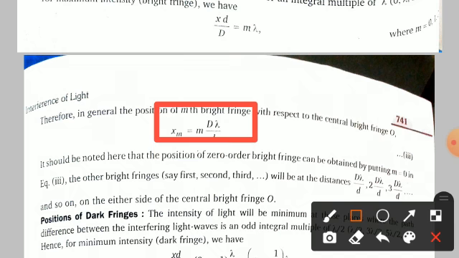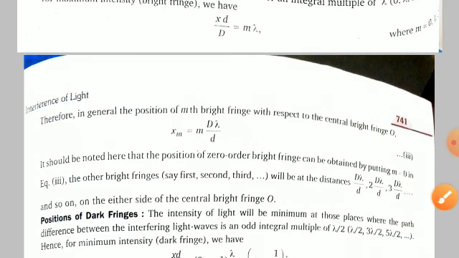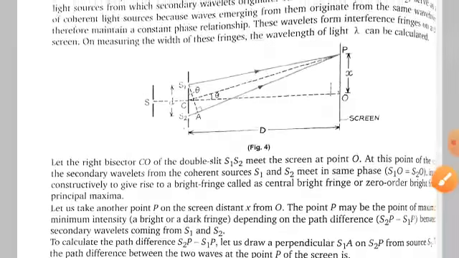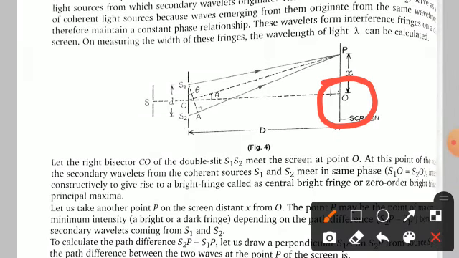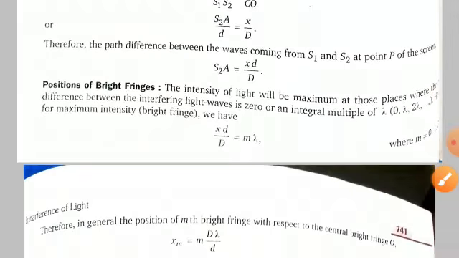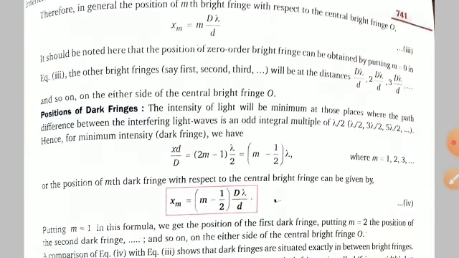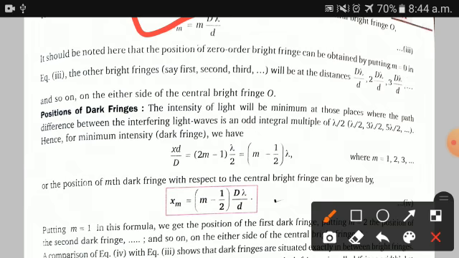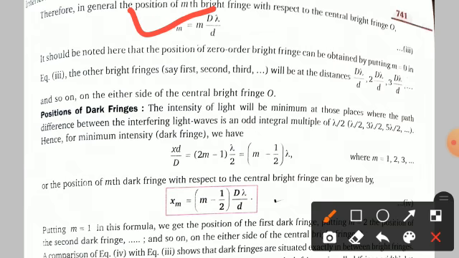It should be noted that the position of the zero order bright fringe can be obtained by putting m equal to 0. At this point, O, we get the maximum intensity bright fringe or zero order fringe, as we already discussed. From this equation 3, the other bright fringes, first, second, third, will be at a distance obtained by putting the values 1, 2, 3 in place of m, on either side of the central bright fringe. Clear?